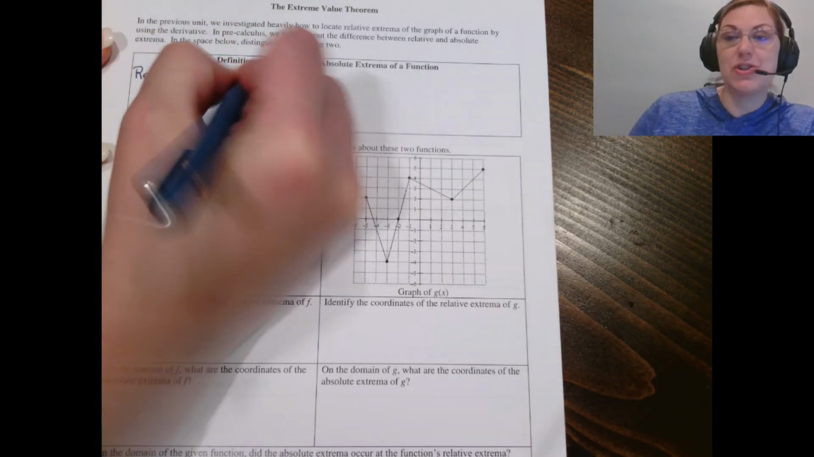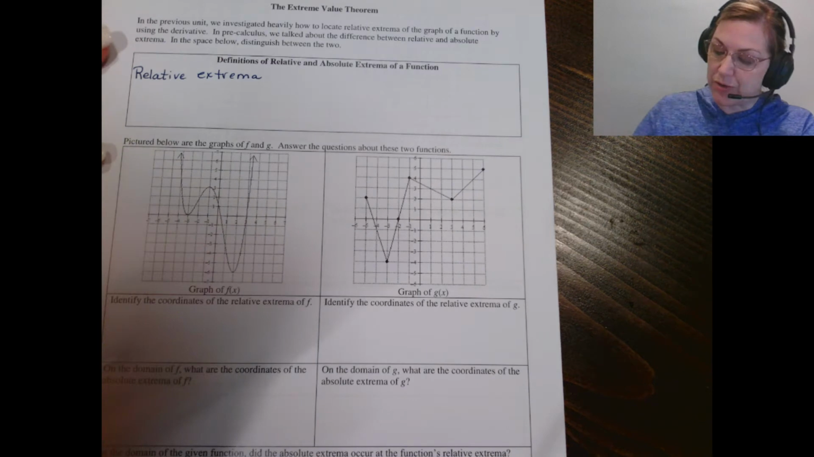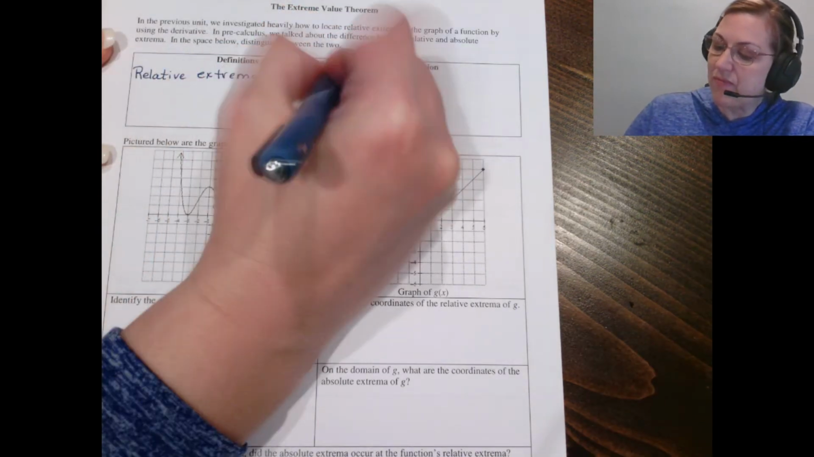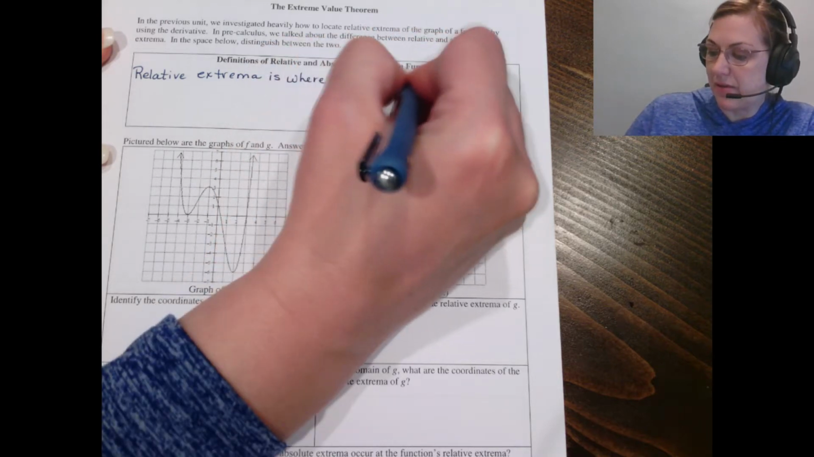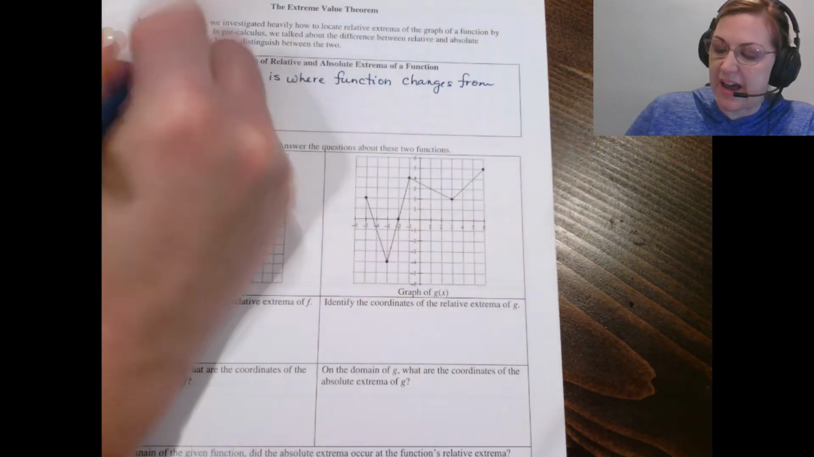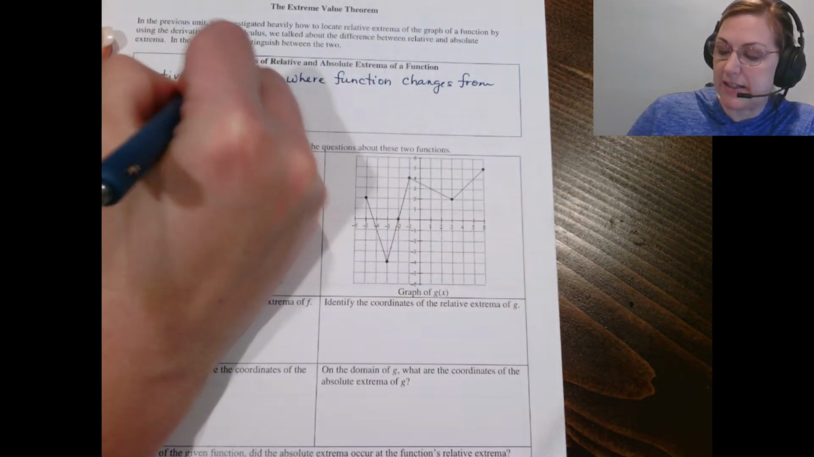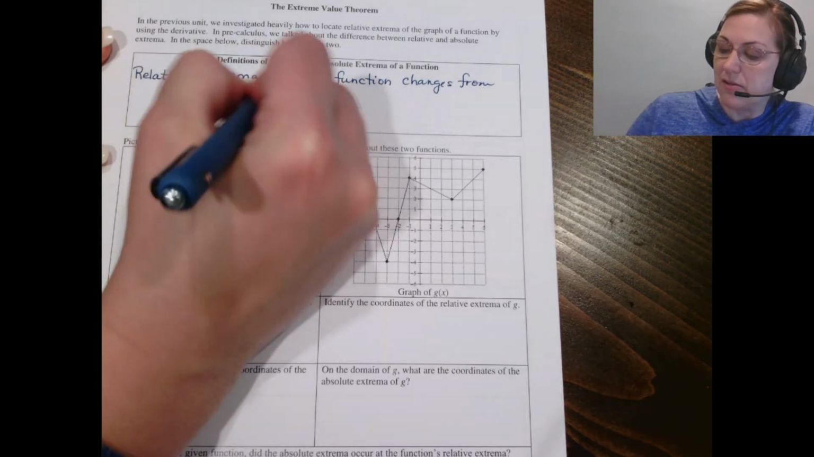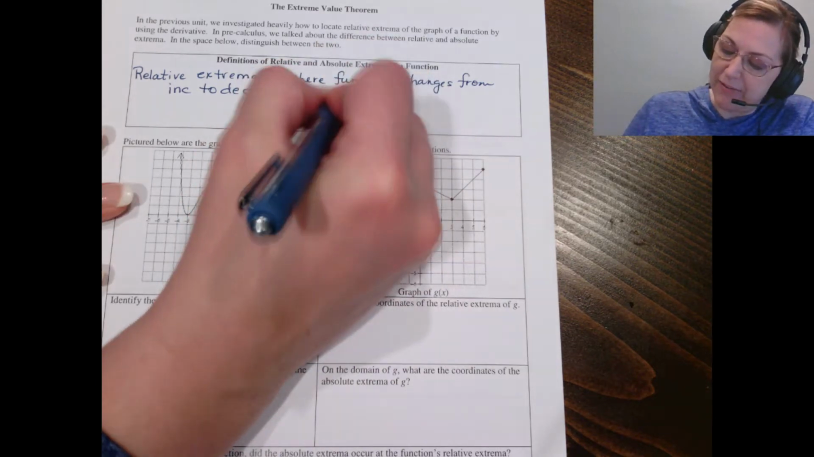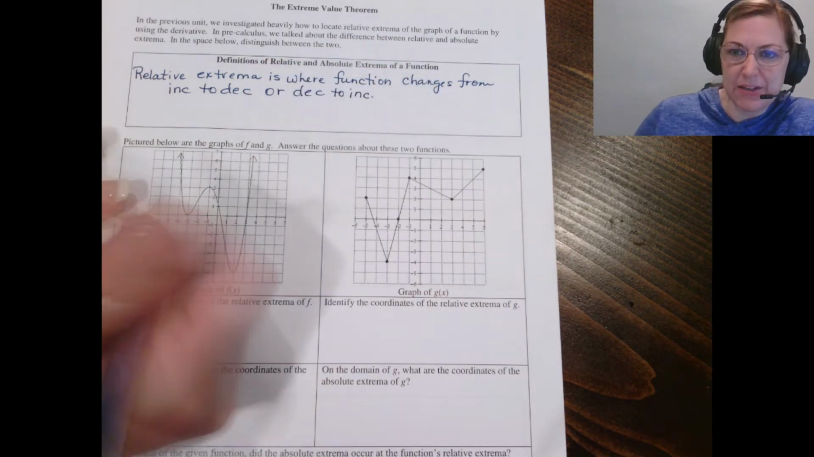this is where the function's changing from increasing to decreasing, or vice versa. So this is where you're getting that, and we did the first derivative test, and we're getting a maximum or minimum, a hill or a valley in the graph. Now, how is that different?